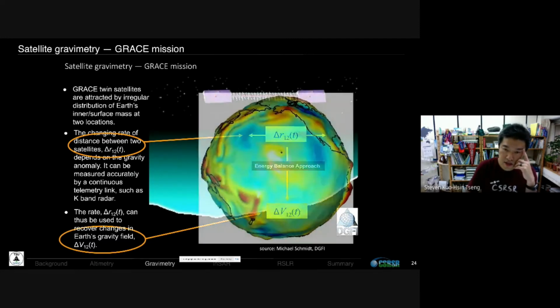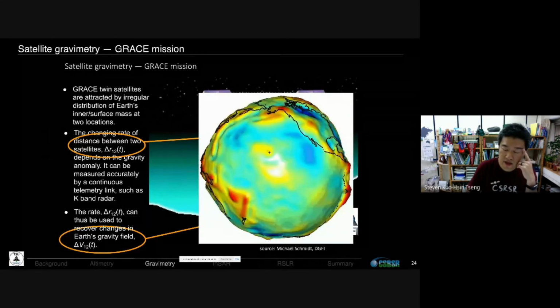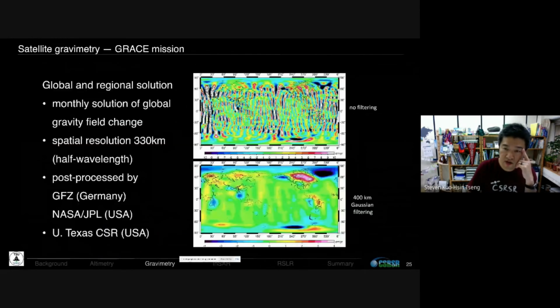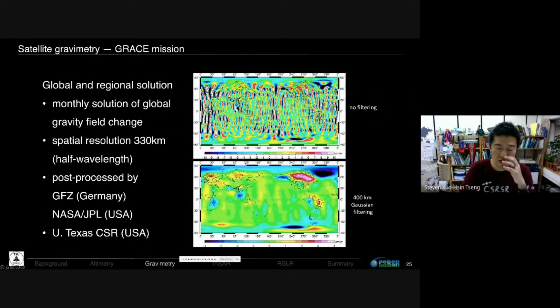So this is an example of the gravity field, the geoid. It's one of the products that can be derived from GRACE, and I think the product more related to today's topic is the so-called gravity field change. You can see that the raw measurement contains some noise, which we call striping noise. Once we have some appropriate filtering of the signal, then we can recover the gravity field change.